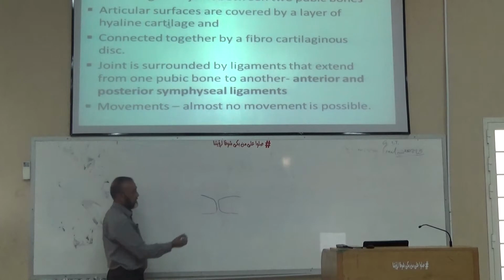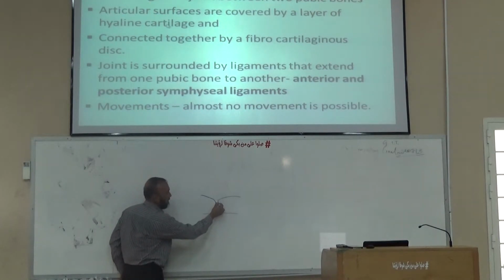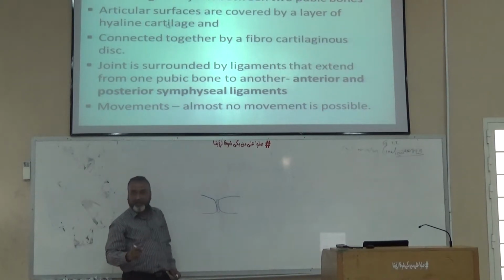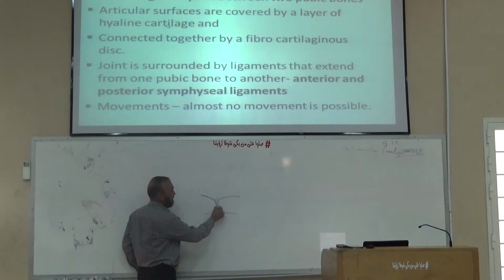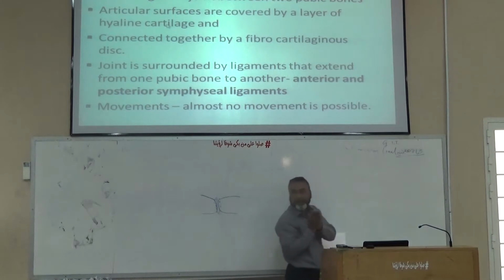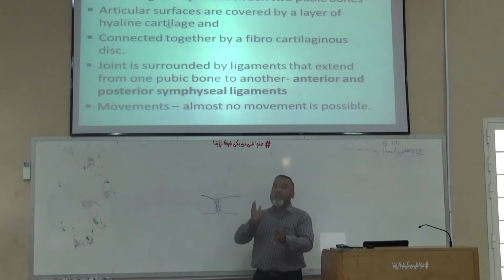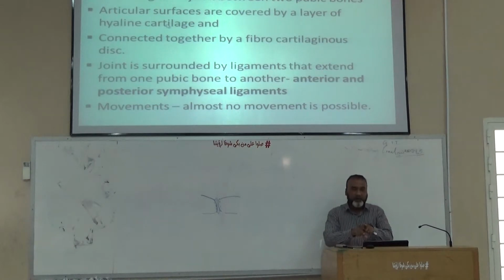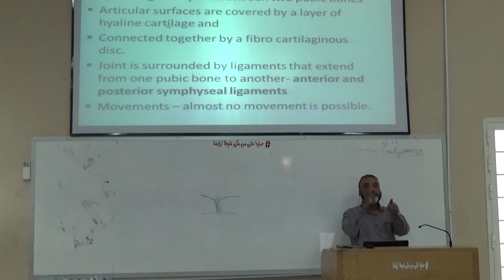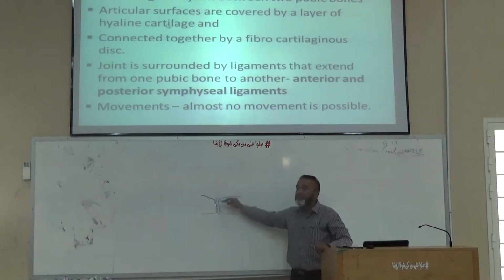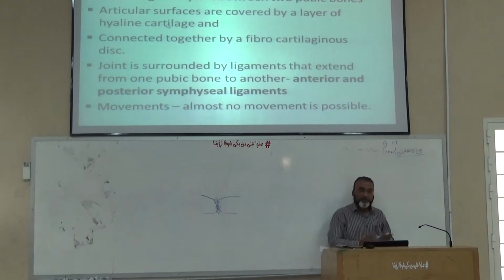This is the pubic symphysis. These articular surfaces are surrounded by hyaline cartilage, and the whole of the joint is covered by a fibrocartilaginous covering. So it is mainly a fibrocartilaginous joint with hyaline cartilage between the articular surfaces. Clear? This is basically fibrocartilage, forming the disc between the two articular areas.